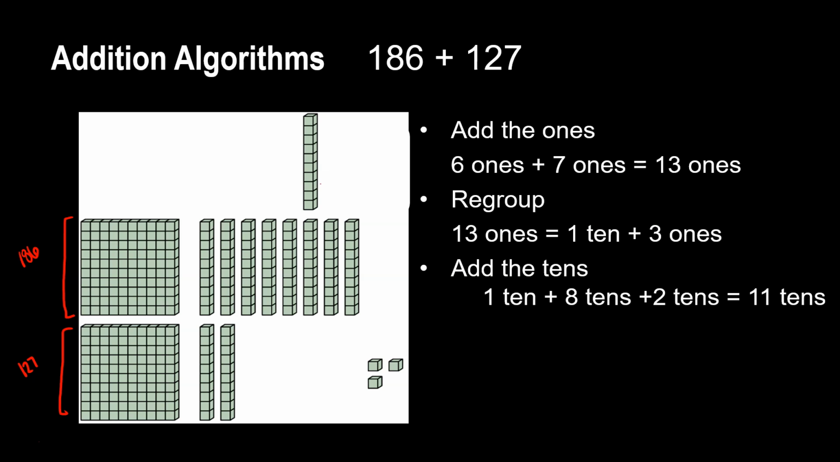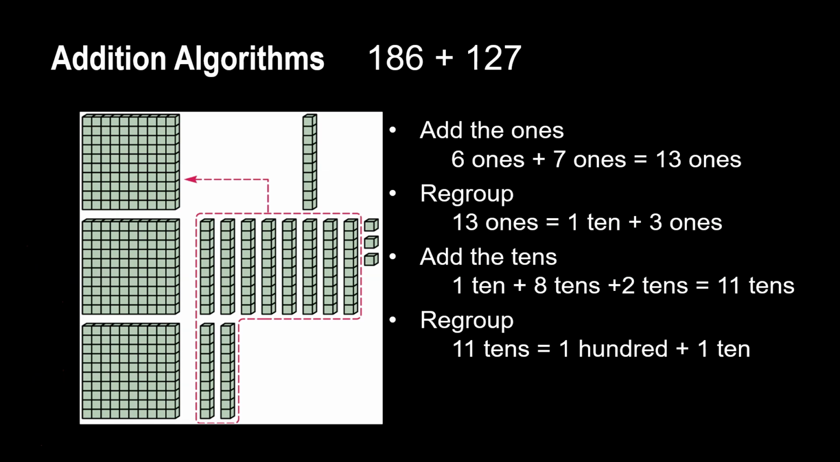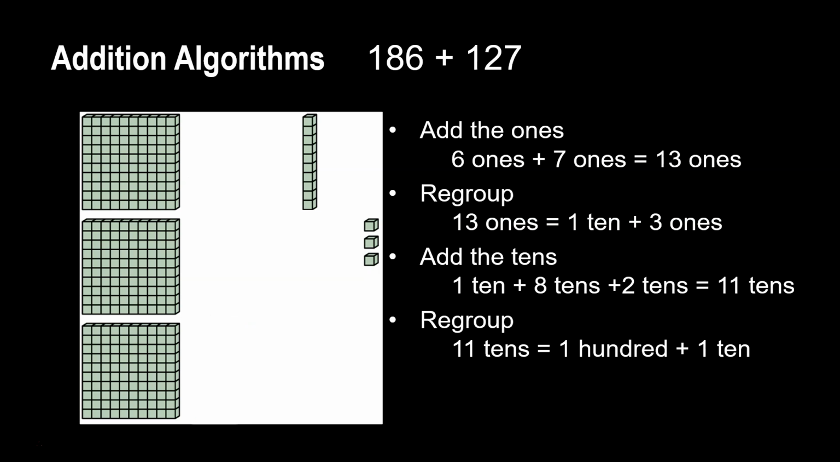Then we move on to the tens. In our tens, we have 1 ten from our regrouping, 8 tens from the number 186, and 2 tens from the number 127. Adding together all of those gives us 11 longs. But 11 longs can be represented as 100 and 10. So I've circled all of the longs that I'm going to regroup into one flat. And then we can see that we have 3 flats, 1 long, and 3 units.